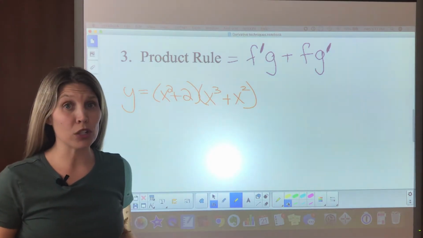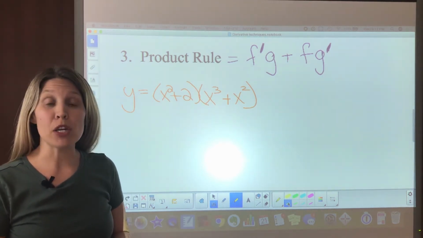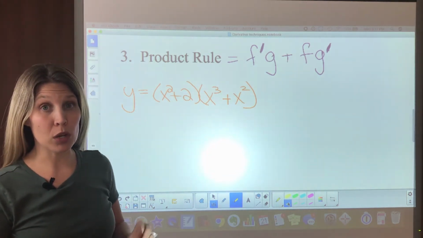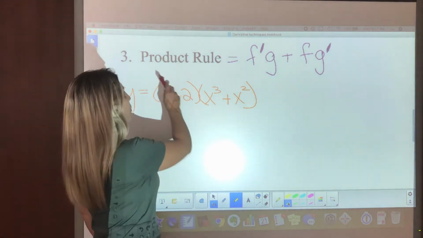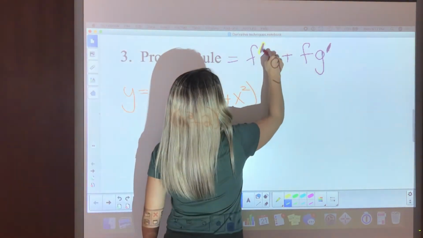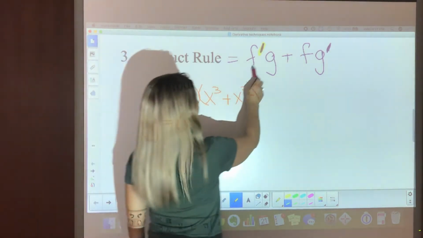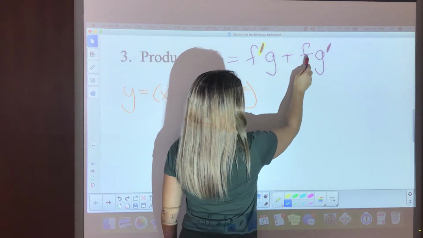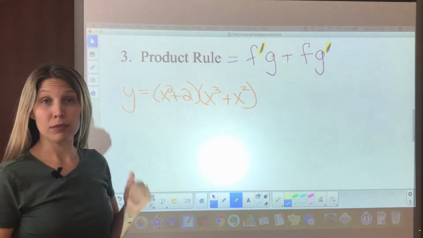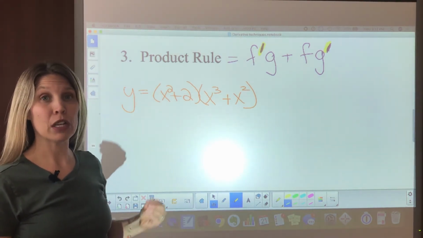Now, of course, unfortunately, all your problems are not going to be that easy. So we need to look into something called the product rule. This is rule number 3. And I'm going to show you what it looks like right here. The product rule states that you take f prime. Remember, prime means you want the derivative. So f prime times g plus f g prime. That is the product rule. F prime times g plus f g prime.